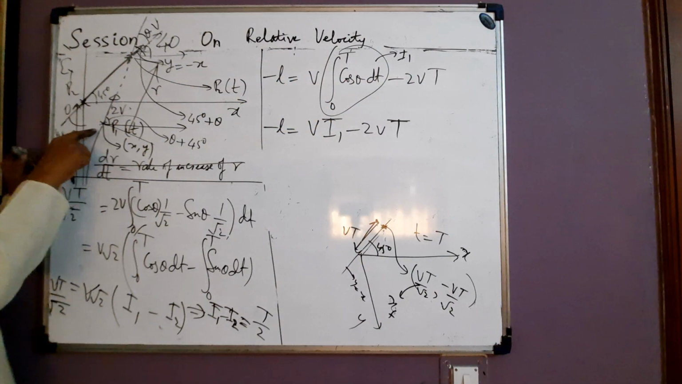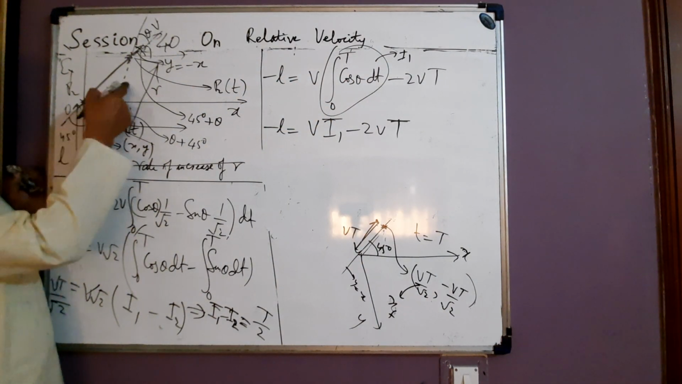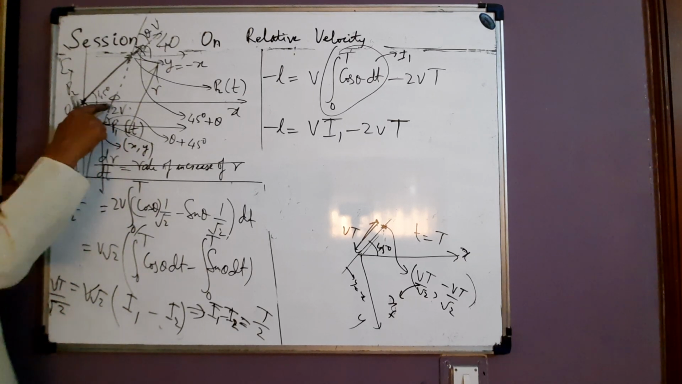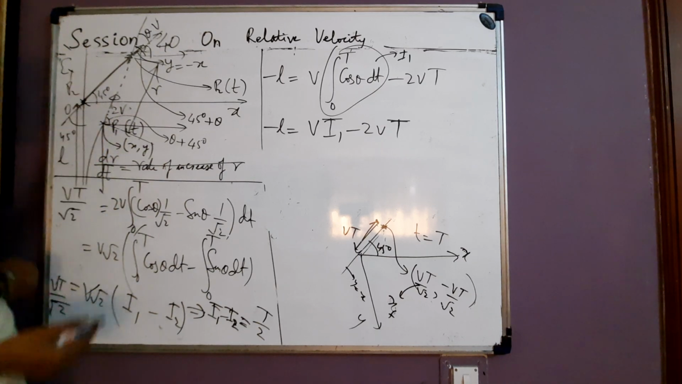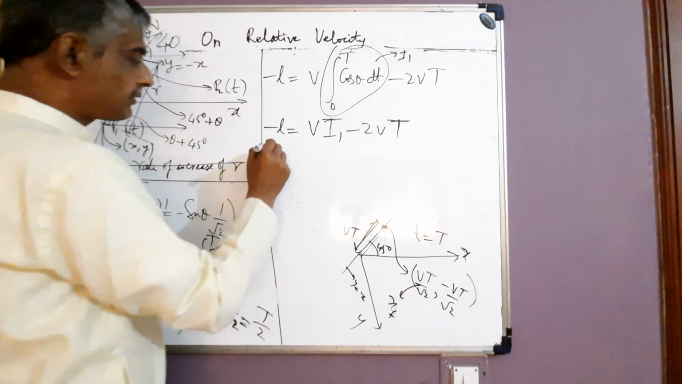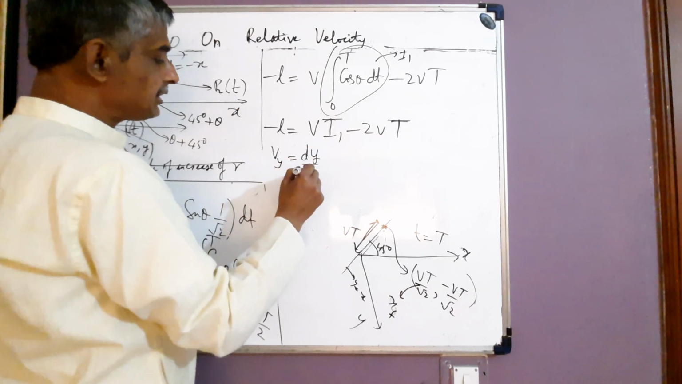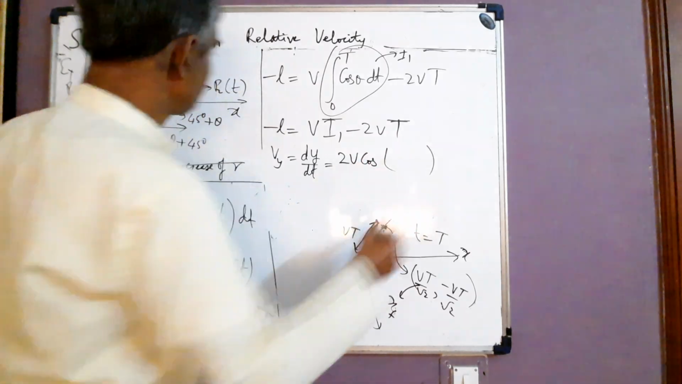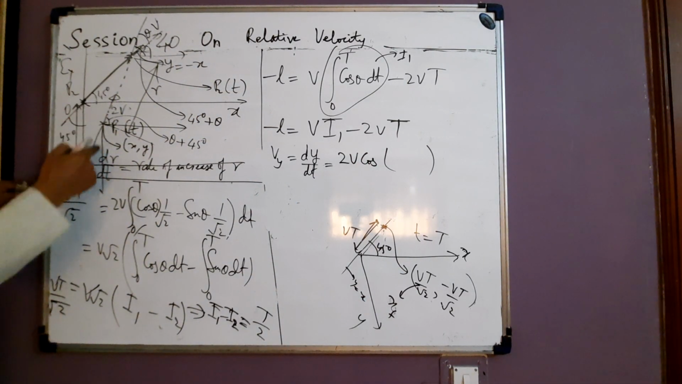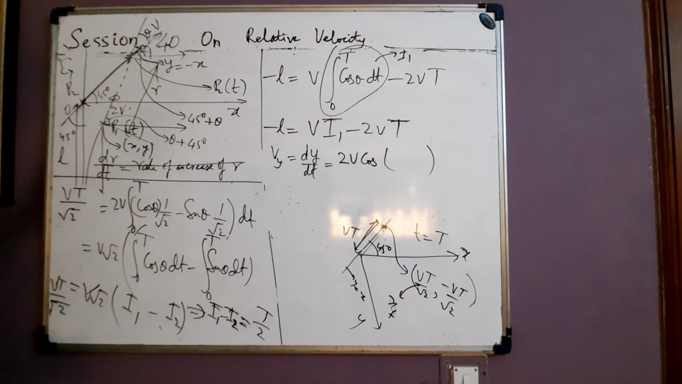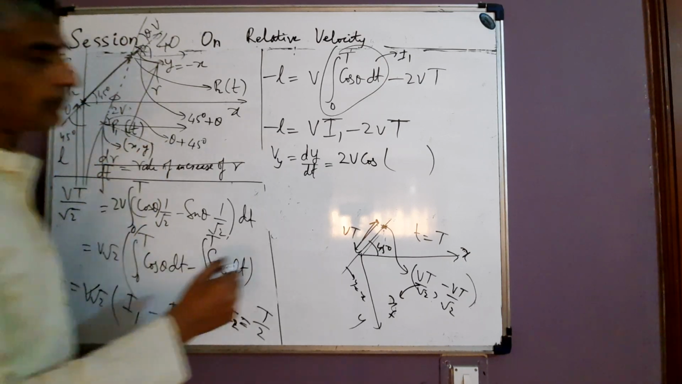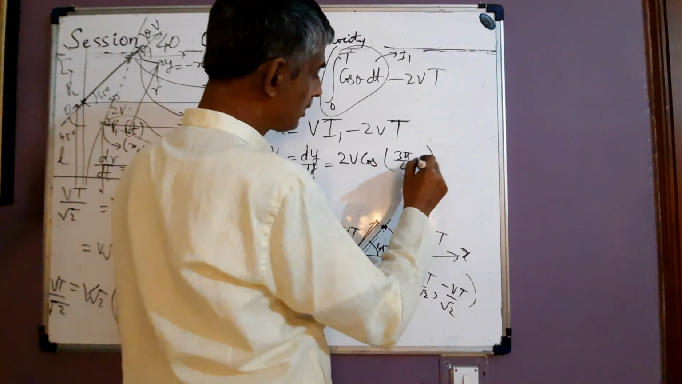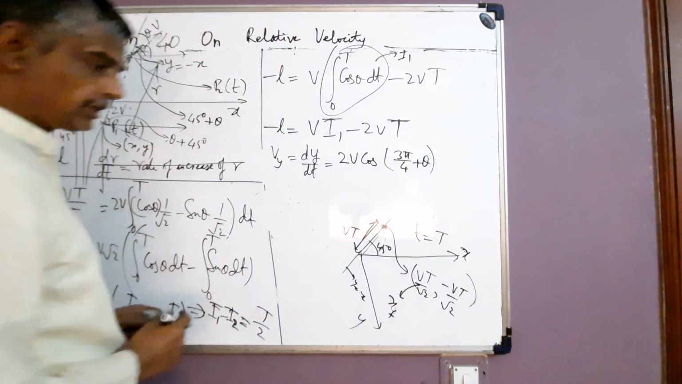Now see, the point P1 is here at time t, its velocity is 2v. It makes an angle of how much with the positive y axis? 90 plus this angle. This angle is pi by 4 plus theta, and this is pi by 2. So the y component of velocity of P1 at time t is vy, that is just dy by dt. That is equal to 2v cos of the angle between 2v and the positive y axis, pi by 2 plus pi by 4 plus theta, which is 3 pi by 4 plus theta.